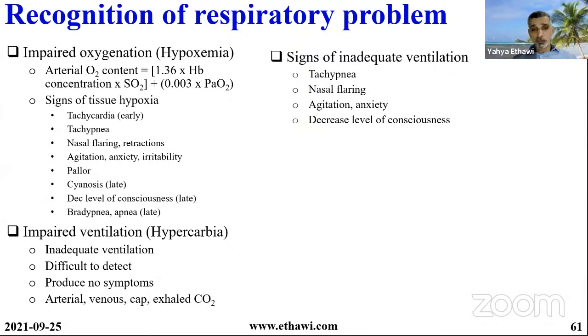There are many types of capnography. It can be continuous capnography, and there are two types: mainstream capnography and sidestream capnography. And there is also the end-tidal CO2. We can also measure the skin by measuring the transcutaneous CO2, and we can measure in the blood gas. We also can have some indirect signs of inadequate ventilation, such as tachypnea, nasal flaring, agitation and anxiety, and decreased level of consciousness.